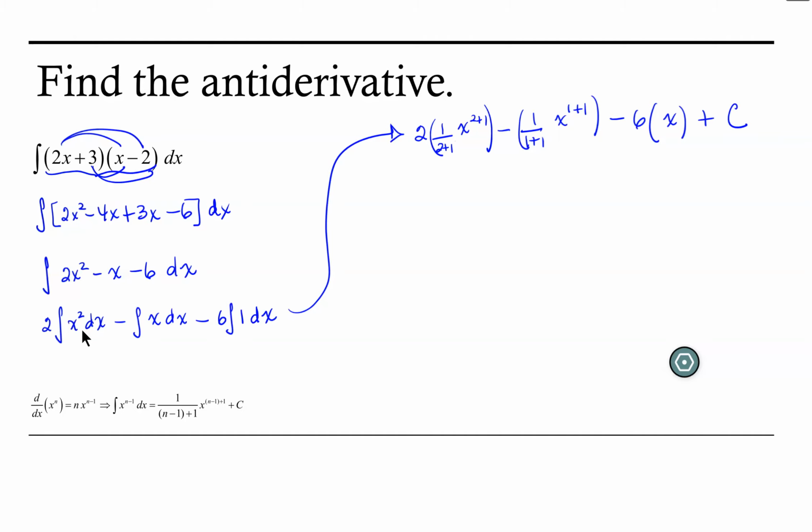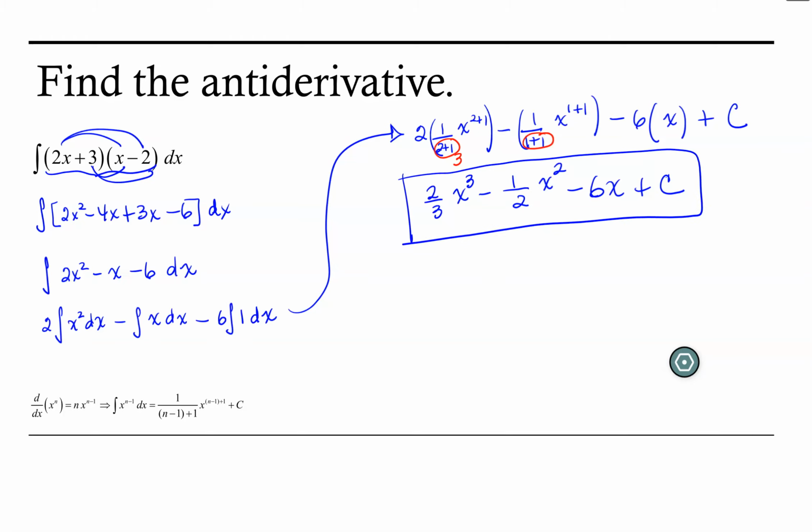Now, this denominator here is a 3, so we'll have 2/3 times x, and that exponent is a 3, so 2/3 x cubed, minus this denominator is a 2, so we have 1/2 x, and my new exponent there is a 2, minus 6x plus c. And there's our antiderivative.